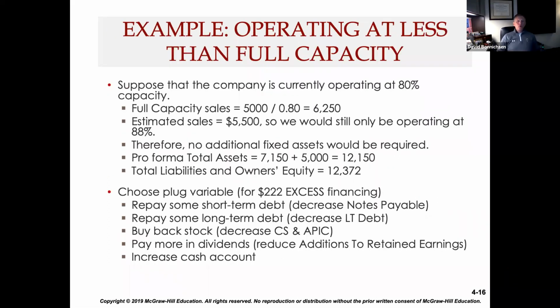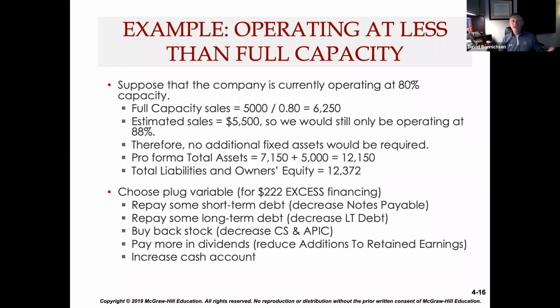One of the things that we might face in the real world is that we've got enough fixed assets on the books that we're not operating at full capacity. So in the case of Tasha, let's say that she's operating at 80% capacity, meaning she's got 20% excess capacity in her production line that she's not using right now. She's only using 80% of what's available to her. So what do our sales look like if we were operating at full capacity?